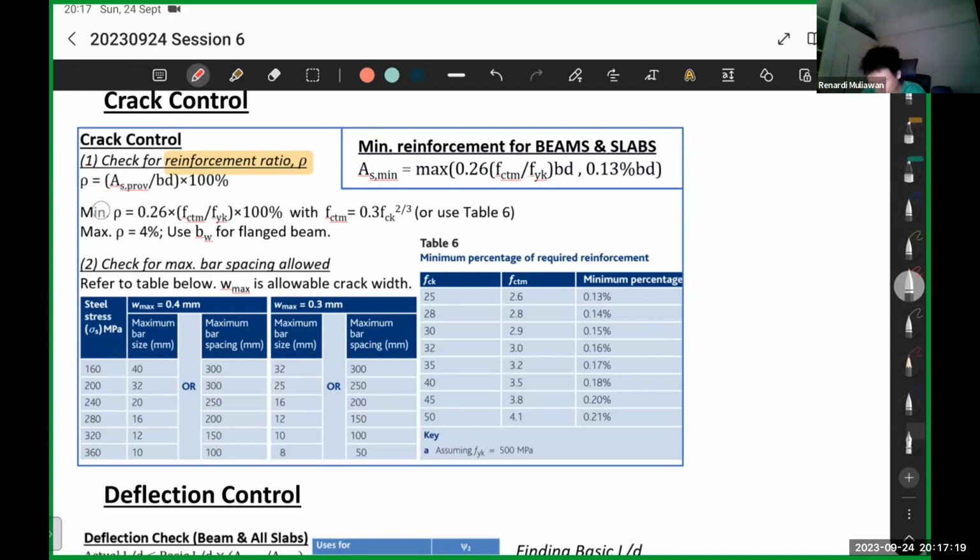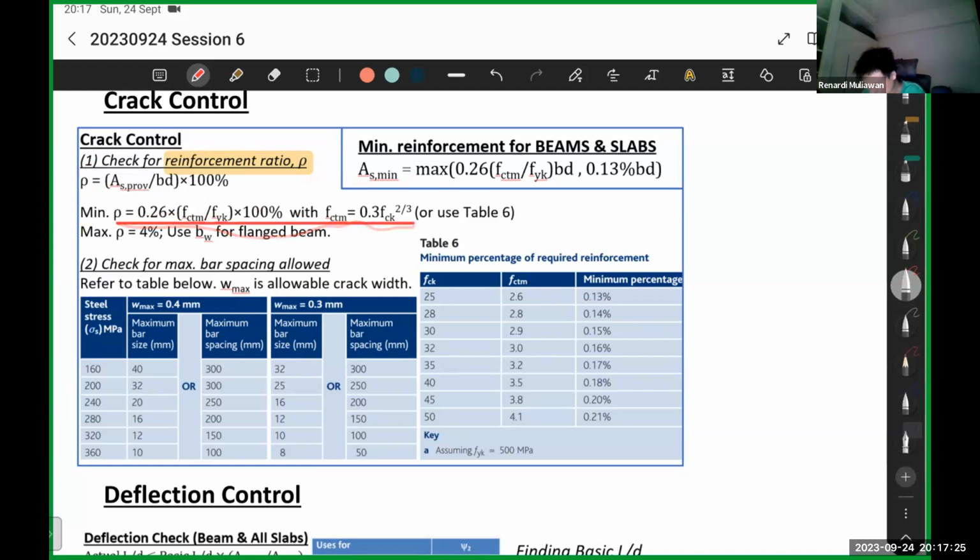So there's a minimum limit and a maximum limit. For the minimum limit, you can follow this formula, or you can use table 6. For each concrete strength, f_ck, there will be a minimum percentage. That's the lower bound of rho, or the lower bound of the reinforcement ratio. Your reinforcement ratio should not go below this value. Then for maximum, it's always 4%. So your reinforcement ratio cannot be above 4%. Quite straightforward for reinforcement ratio.